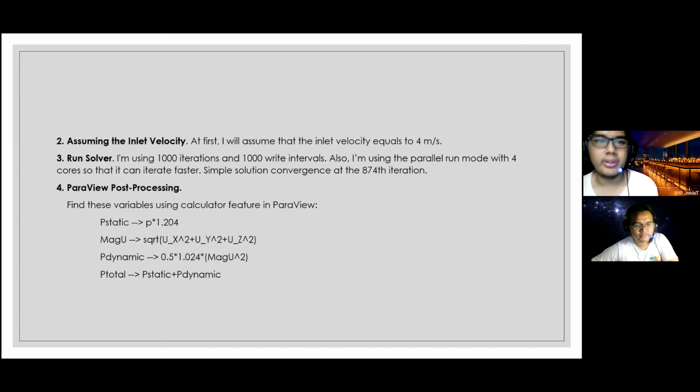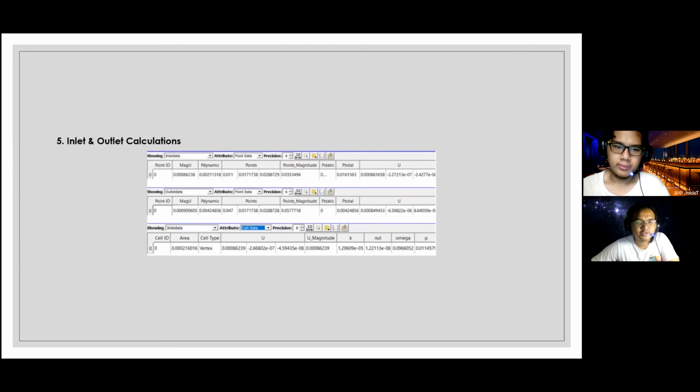So the presentation will continue with my friend Victor. From the previous calculation, we obtain the P total of the inlet and the outlet. So this is the P total of the inlet, 0.016, etc. The P total of the outlet is 0.004, etc. And we obtain the area, it's 0.000216, etc.